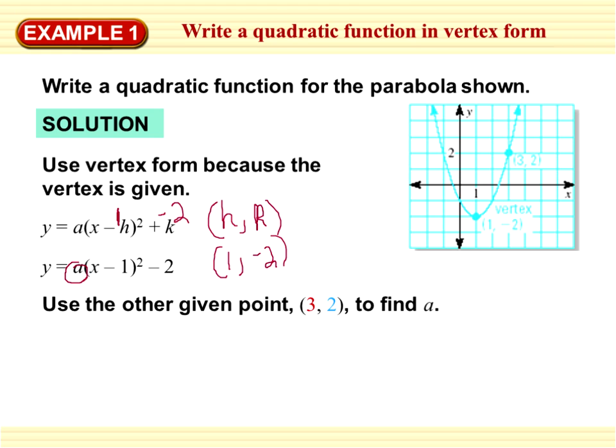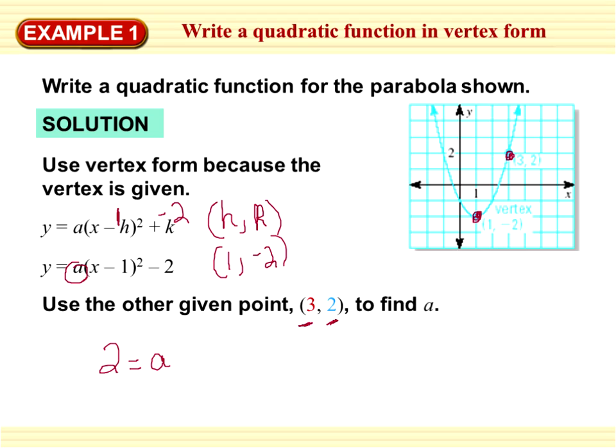Here's a variable here, a, that we need to solve for. That's why we need another point on the graph. Take a look at the graph. This other point is 3, 2. So we're going to use that point to be able to write this equation. So everywhere we see an x, we're going to put 3, and everywhere we see a y, we're going to put 2. So it's going to start off like this.